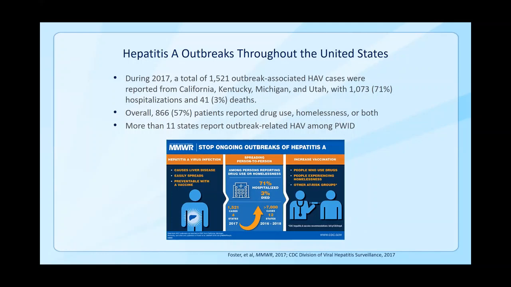In the past few years, hepatitis A has become a major problem as well. During 2017, a total of over 1,500 outbreak-associated hepatitis A cases were reported from California, Kentucky, Michigan, and Utah, with 71% of them resulting in hospitalizations and 3% resulting in deaths. Overall, over 50% of these patients reported drug use, experiencing homelessness, or both. And currently, more than 11 states report outbreak-related hepatitis A virus among persons who inject drugs.